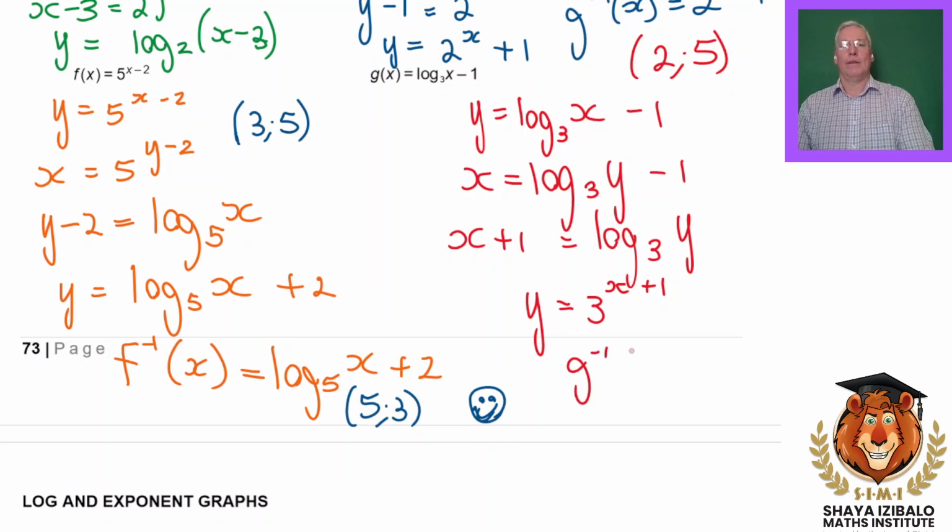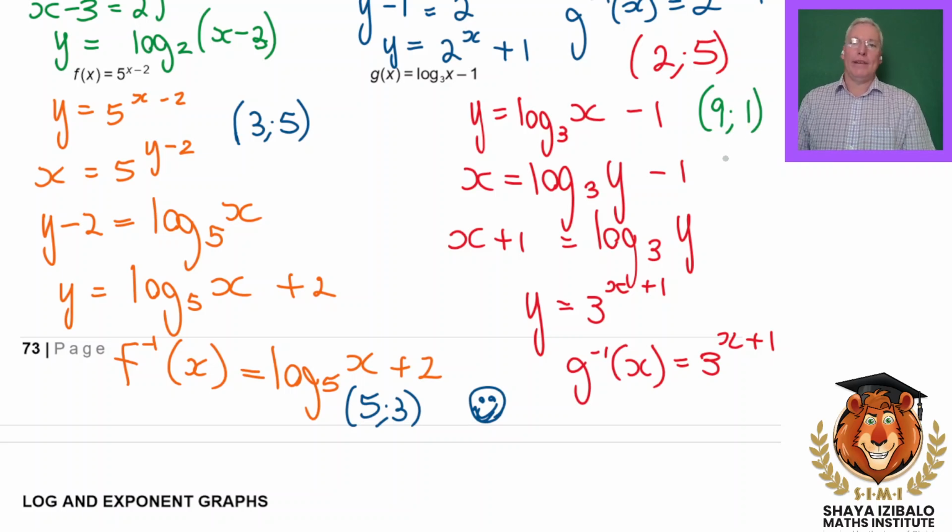g inverse will be 3 to the x plus 1. Okay, let's test this out. Suppose we put 9 in here. And I'm choosing 9. I'm not choosing 5 because 5 would lead to a really ugly answer in terms of what power must I put onto 3 to get 5. What power must I put onto 3 to get 9? And the answer is 2. Take away 1 is 1. Now, let's see if we switch this point around and we put 1 into the inverse, do we get 9 out? Let's check, all right? Let's put 1 into the inverse.